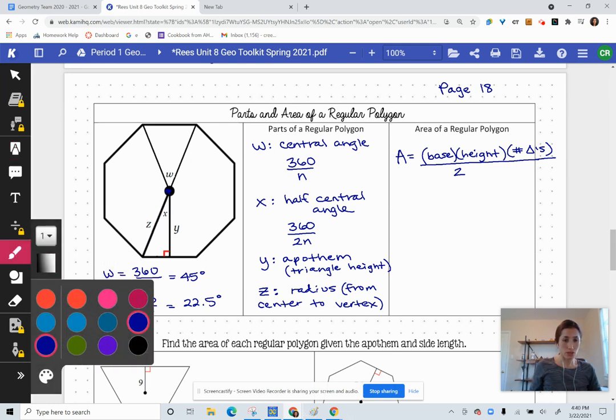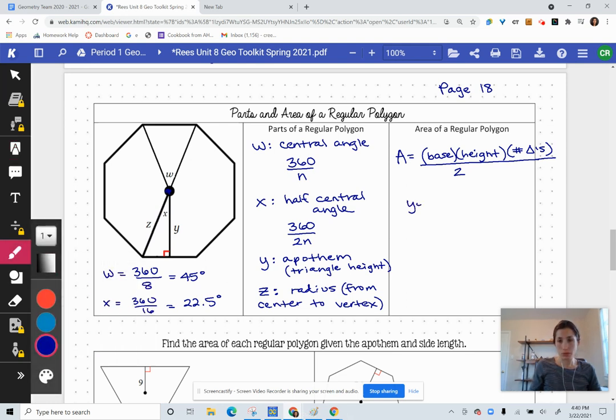So just make a note to yourself. You can use half or whole triangles, half or full triangles.